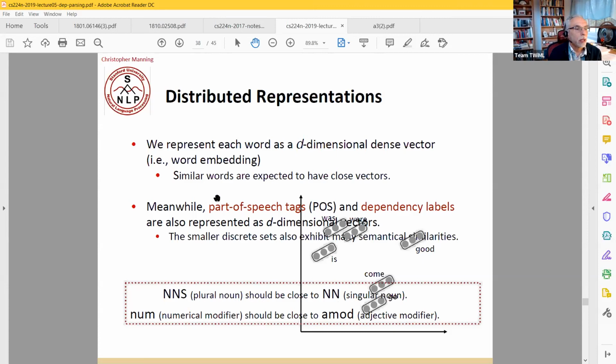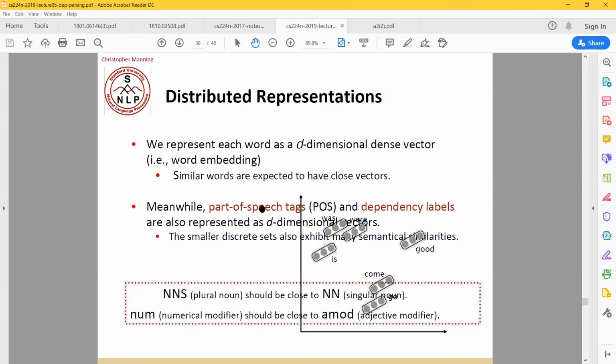That's what he's saying. One question that occurs to me is, if you're embedding words and parts of speech and dependency labels in the same d-dimensional space, won't you sometimes have collisions where the word's encoding is the same as the part of speech encoding or the dependency label encoding? I know that'll be rare. They'll be very rare, but it might happen.